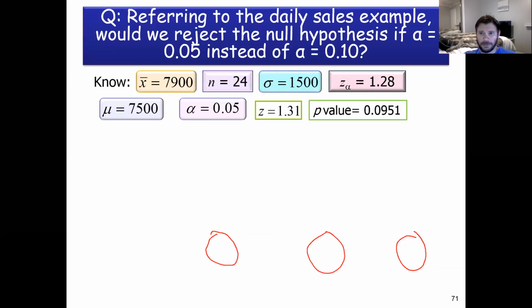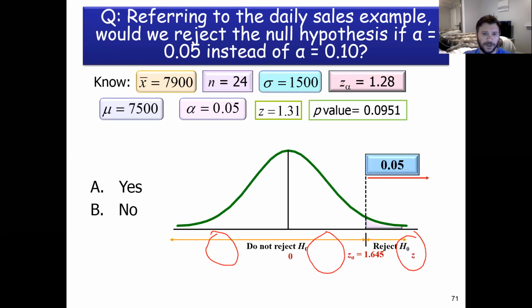So again, in this problem here, referring to the daily sales example, would we reject the null hypothesis if alpha was at 5% instead of 10%? And the answer here again relies on us comparing that p-value to the level of alpha. So remember what our p-value was. Our p-value was the area to the right of 1.31. So again, I can draw that in here. Our p-value is this entire blue region, including that portion of the tail there. That is the p-value.